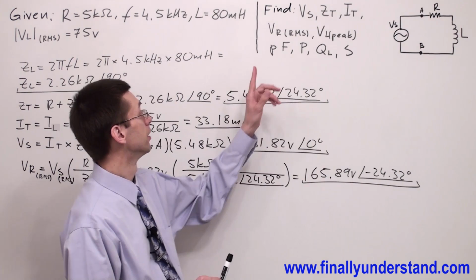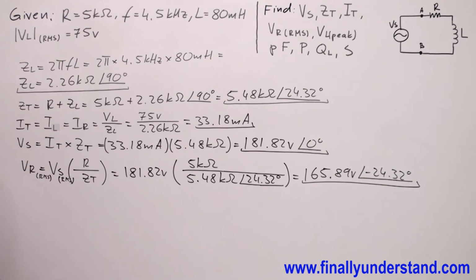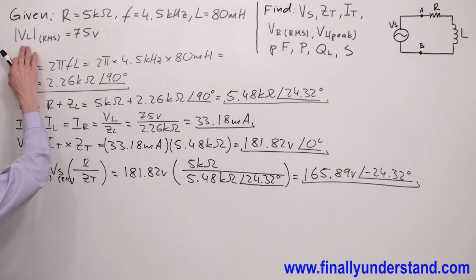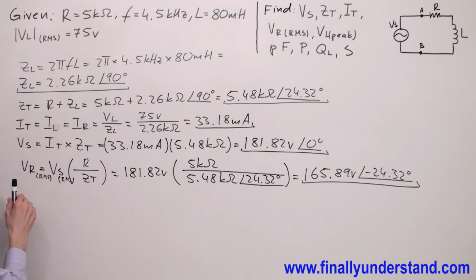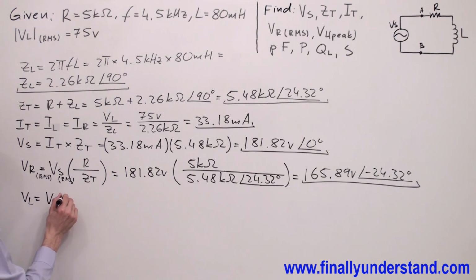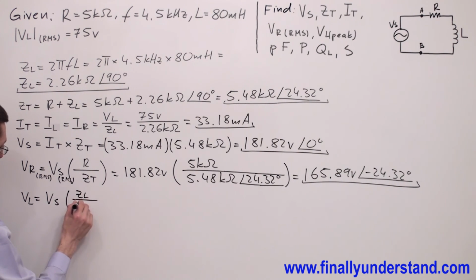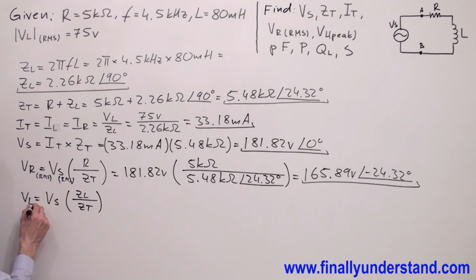Next, I'm supposed to find VL peak. In order to find VL peak, I'm supposed to realize that I have already the magnitude given, but I'm supposed to also find the angle. So what I'm supposed to do? Again, I'm going to use the voltage division law. So I have VL is equal to voltage source times ZL over Z total. At this moment, I'm going to find the RMS value of my voltage, and later on I'm going to convert the answer to peak value.